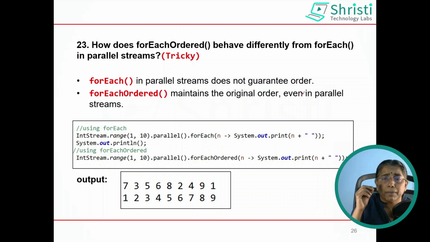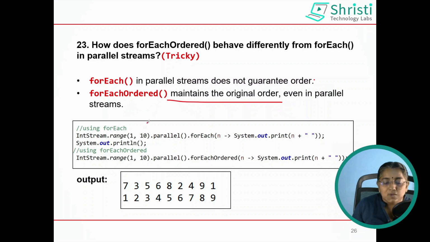Usually we use parallel streams in case of large data sets. When we need to iterate it, either we can use forEach or forEachOrdered. forEach does not guarantee order. forEachOrdered maintains the original order. So, while working with parallel streams, it is better to use forEachOrdered. That is the biggest difference between forEach and forEachOrdered.